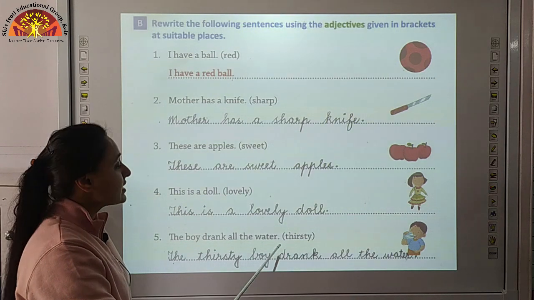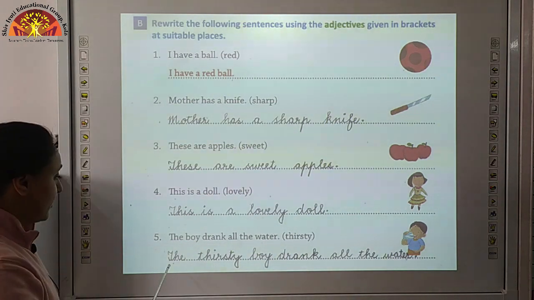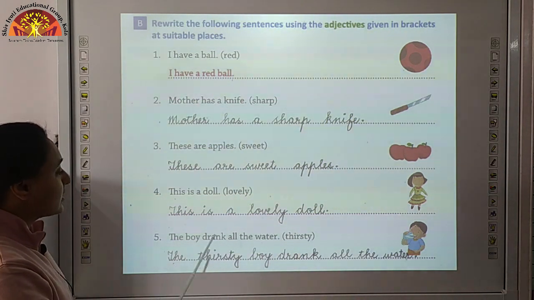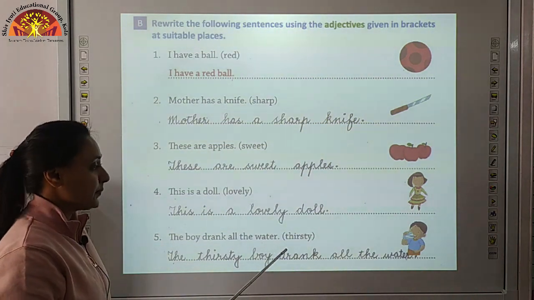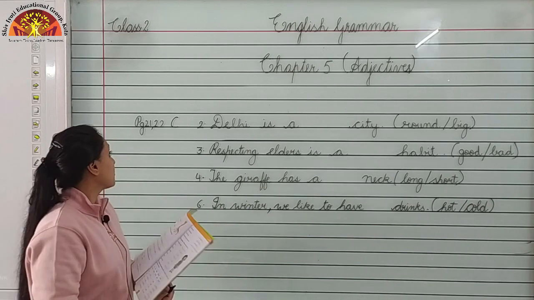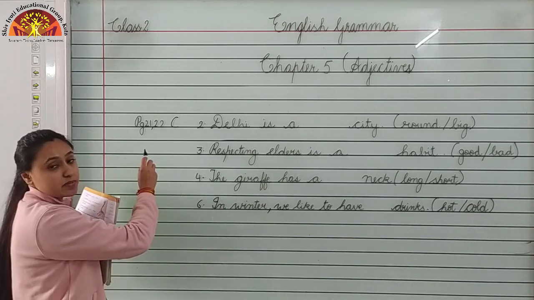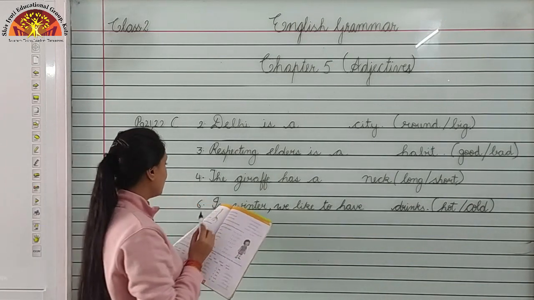Adjective given here is thirsty. Okay. We will rewrite the sentence as the thirsty boy drank all the water. Okay. So our question C is on page number 21 and 22.